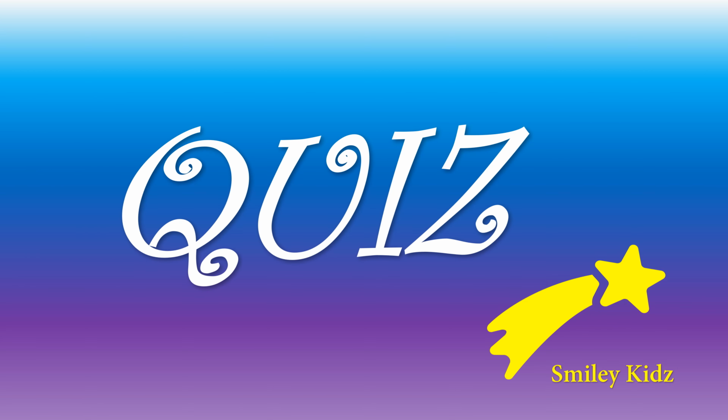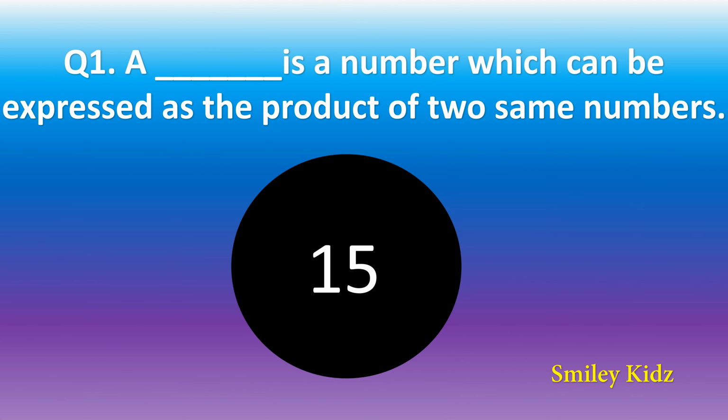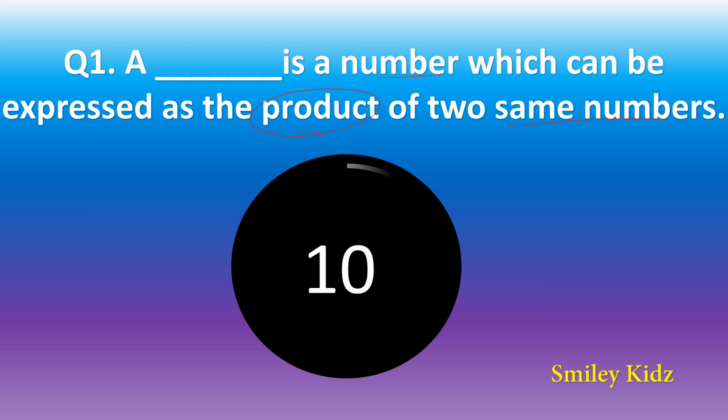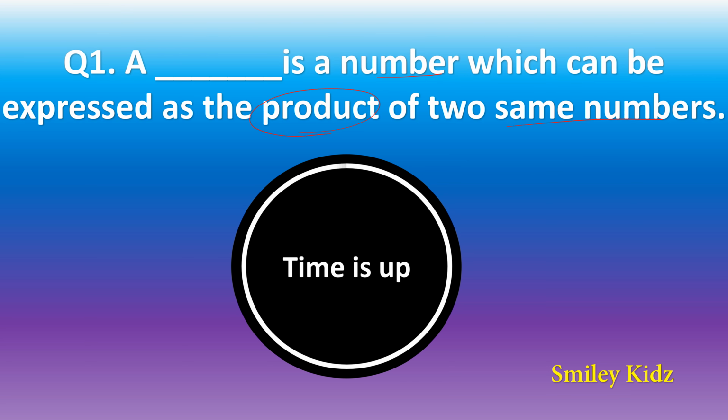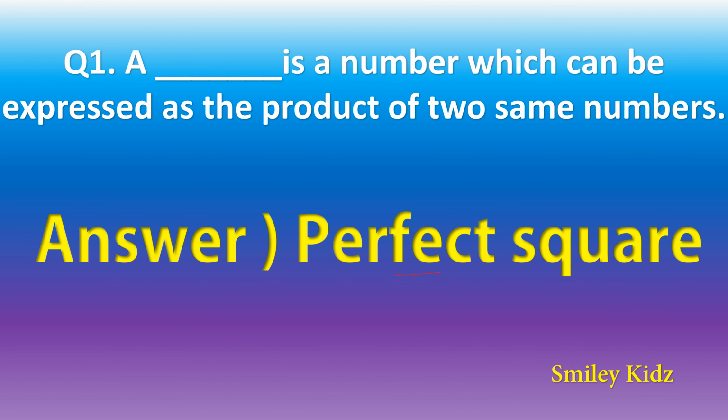Now it's time to have some quizzes. Question number 1. A dash is the number which can be expressed as a product of two same numbers. Your time starts now. Your time is up. And the right answer is perfect square. A perfect square is a number which can be expressed as the product of two same numbers.